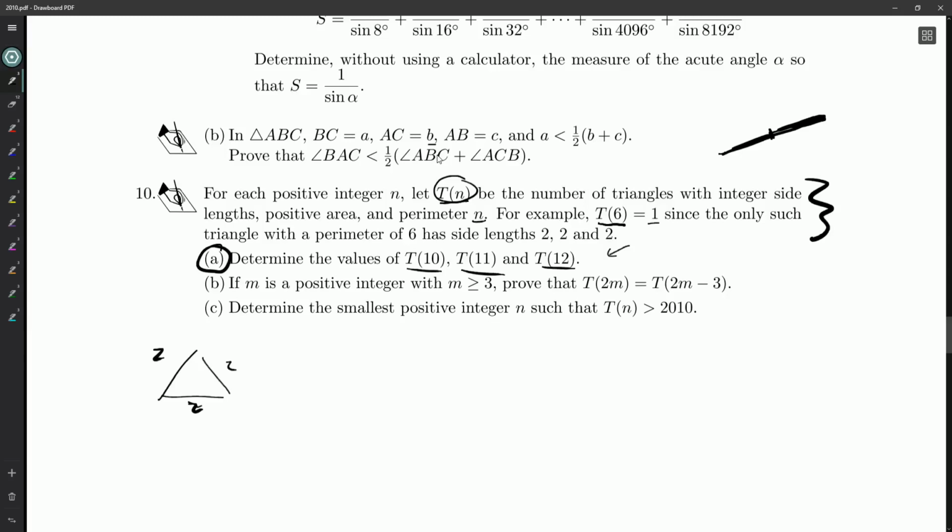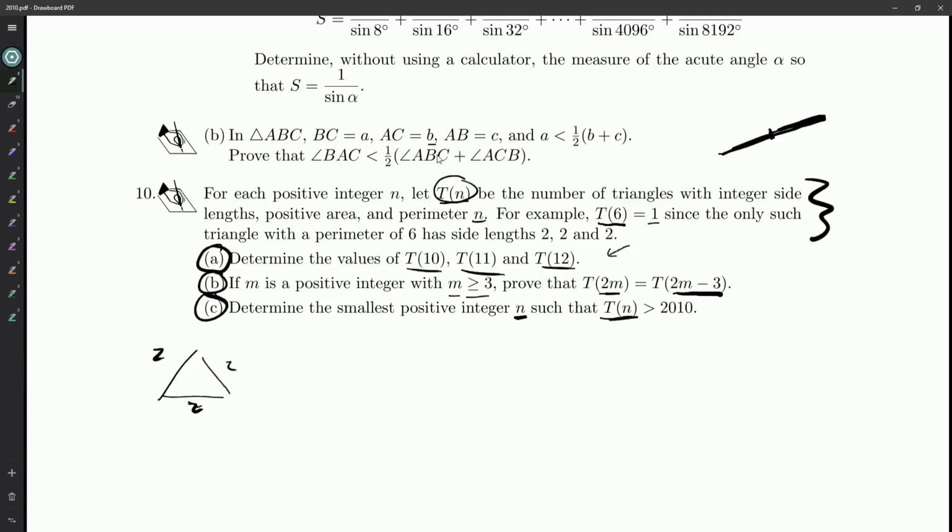Just before we do A, just to give us a little bit of guidance, let's look at B and C as well. If m is a positive integer with m greater than or equal to 3, prove that t of 2m is the same as t of 2m minus 3. So maybe there's at least a little recursion. If you've got an even number, you can take 3 away and you can still get the same number of triangles. That's what this is saying. Okay. So that's something to consider. And C part, determine the smallest positive integer n such that t of n is greater than 2010. This makes me think I might want a formula, or certainly some rough approximation process.